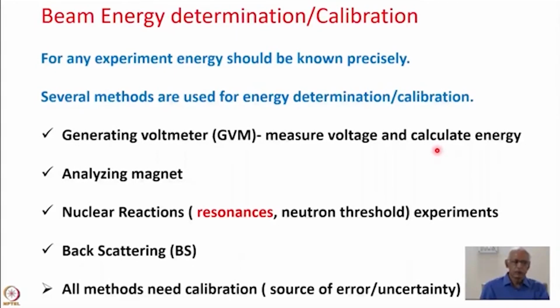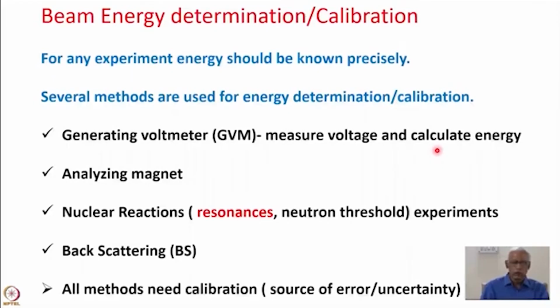Another method which is quite accurate is using the analyzing magnet, which will help in measuring the energy through nuclear reactions. And the most accurate nuclear reactions which are used for determining the energy are resonances or the neutron threshold experiments. These experiments give the ion beam energy very accurately.